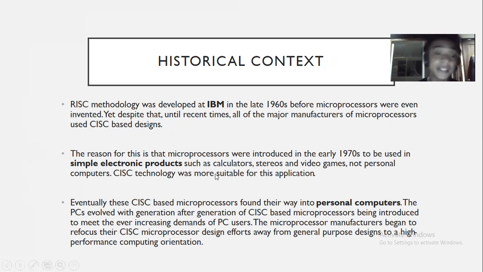However, eventually, these CISC-based microprocessors found their way into personal computers. So this is the era of personal computers. PCs evolved with generation after generation of CISC-based microprocessors being introduced to meet the ever-increasing demands of PC users. The microprocessor manufacturers began to refocus their CISC microprocessor design efforts away from general purpose to a high-performance computing orientation. So this is why in modern times, RISC is more prevalent than CISC.